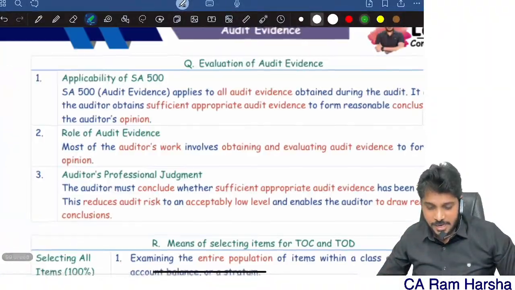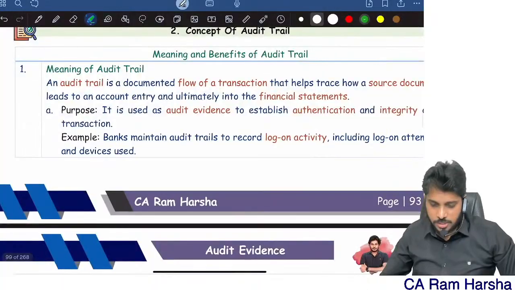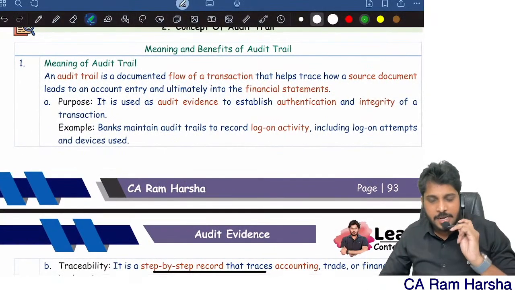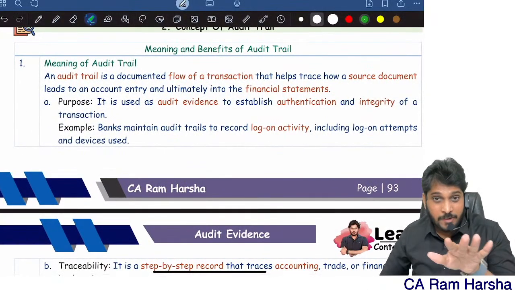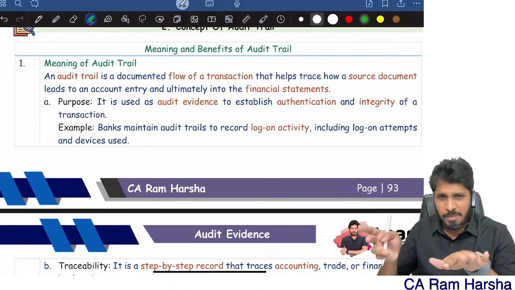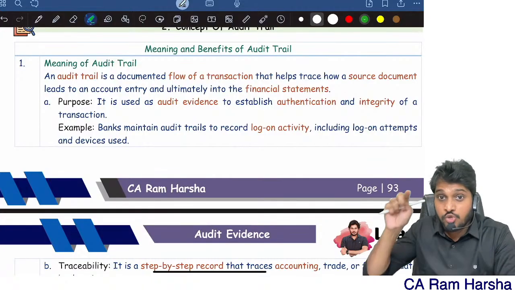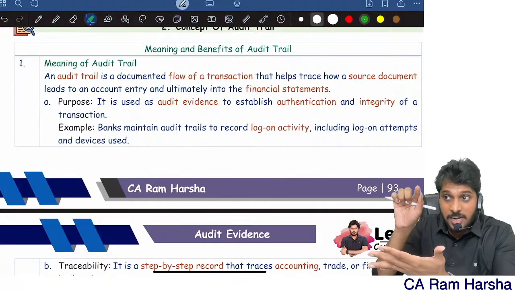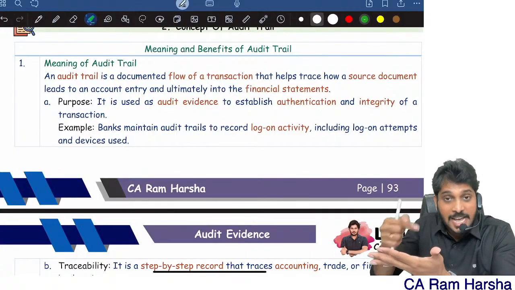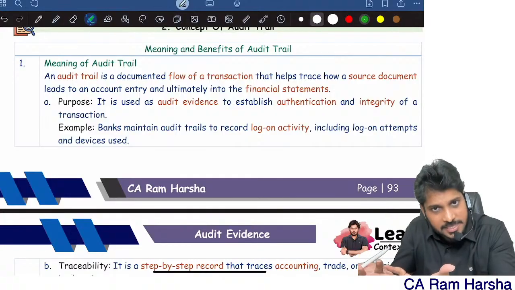Then the audit trail concept. So what is an audit trail? In a calculator, when you're totaling some calculations, plus minus, you can do a check, right? What items you added, what items you reduced, you can check, right? That's actually an example of an audit trail.